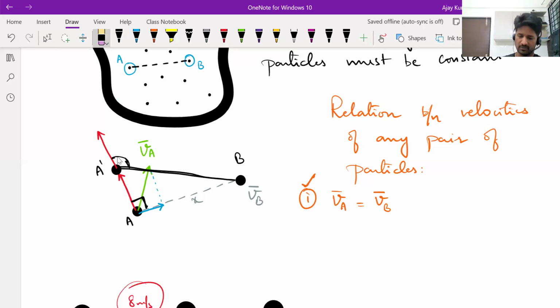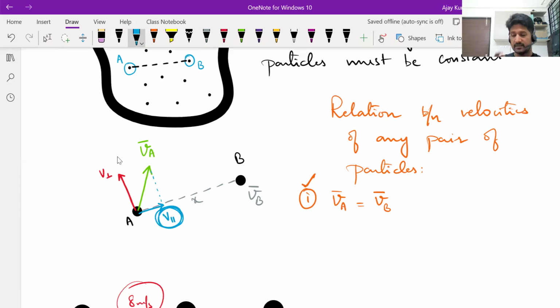So at this moment, we have taken one component of A's velocity parallel to the line joining them and one component of A's velocity perpendicular to the line joining them. It's the component parallel to the line joining them that can change the distance between them. Suppose B has some velocity now. Let's take some random direction like this. Let this be VB, velocity of B. Now that also can be resolved into two components, one along the line connecting A and B and one perpendicular to the line connecting A and B.